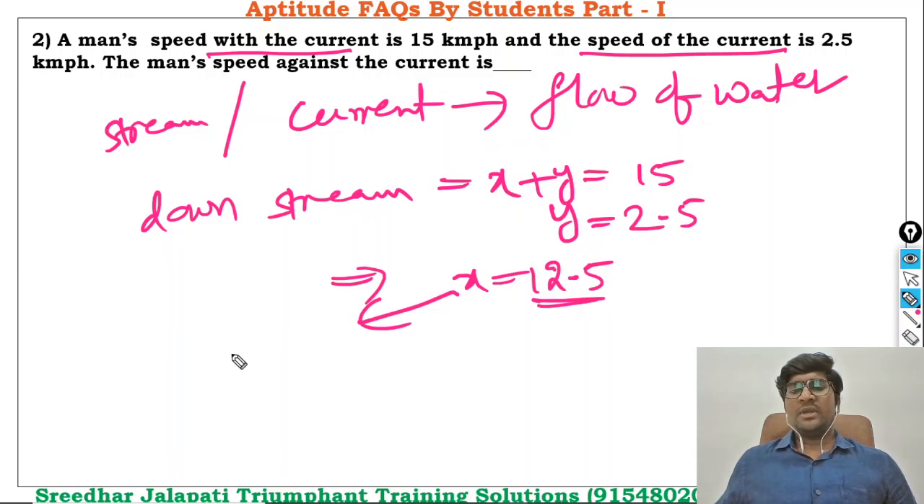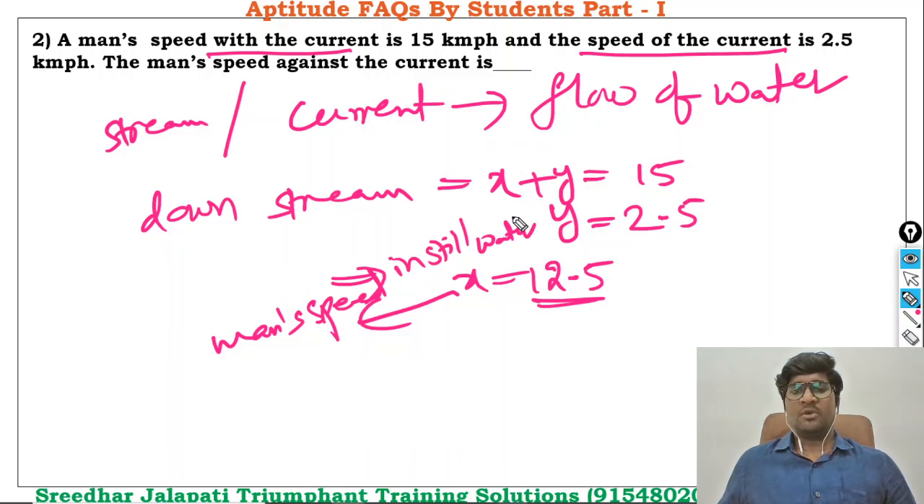By the way, what is x? X is man's speed in still water. What do you mean by still water? If there is no effect of water, neither supporting nor opposing, then man moves at 12.5 km per hour.